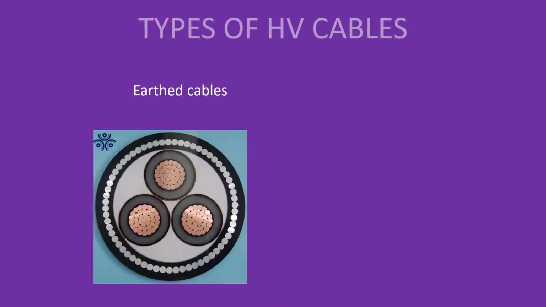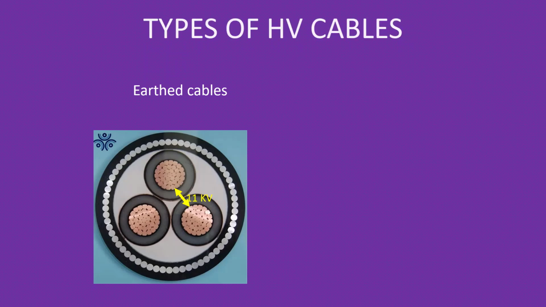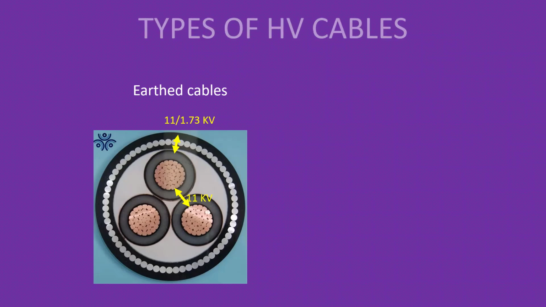Keeping that in mind, if you go to earthed cables, what is an earthed cable? In an earthed 11 kV cable, the insulation between the lines, for example R and B phase, will be according to 11 kV. That is, it will withstand 11 kV voltage. But the insulation between line and ground, the outer insulation, will be based on 11 kV divided by 1.73, so that is based on the phase voltage. The phase voltage equals line voltage divided by root 3.